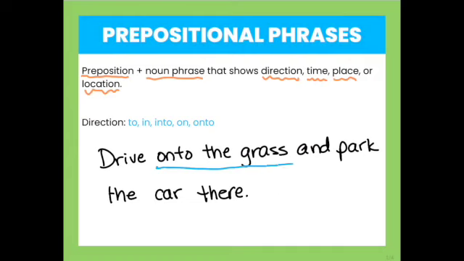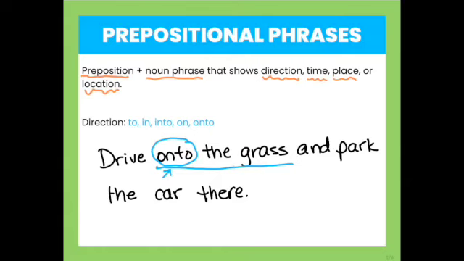And when we're doing that, we're using a preposition. In this case, it's onto. And the noun phrase that's part of that prepositional phrase is the grass. It's like onto where? Well, the grass. So when you're looking for a prepositional phrase, these are going to be the key words to look for if it's telling you to go towards something, like drive onto the grass.